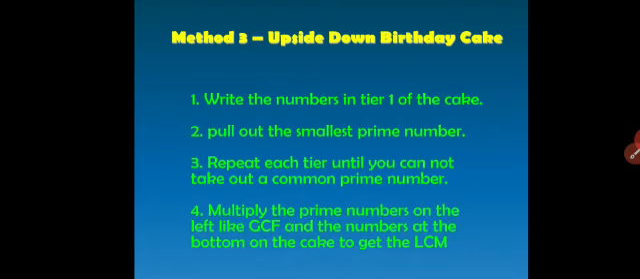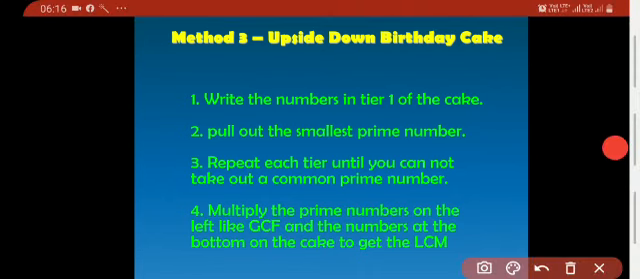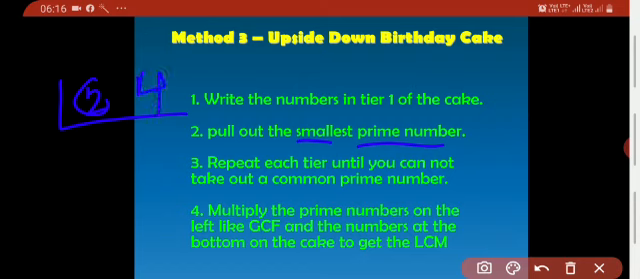Now let's move to method 3, upside down birthday cake. Write the numbers in tier 1. We have an example of a tier like this. So you have to write the numbers here. Pull out the smallest prime number. If we take 2 and 4, you have to see the smallest prime number that divides both.